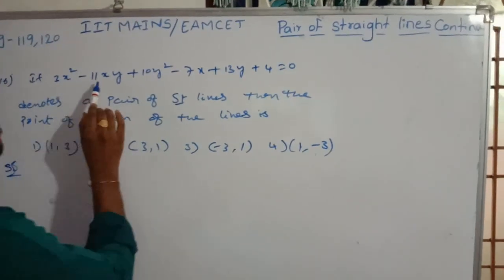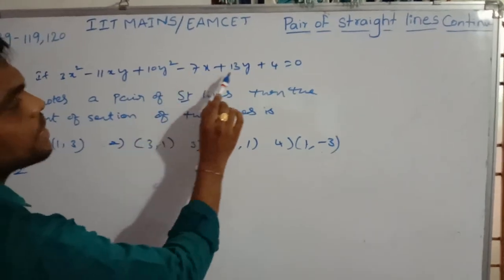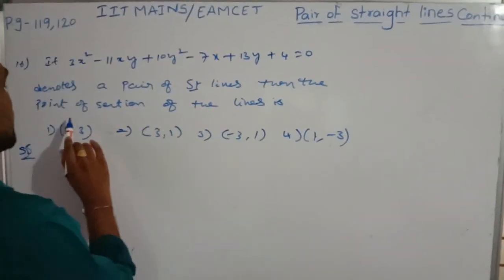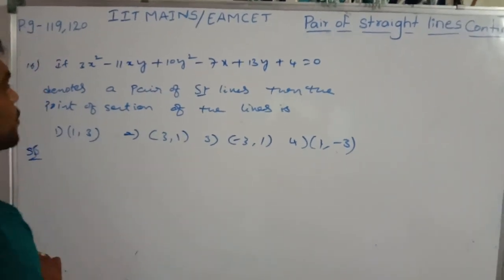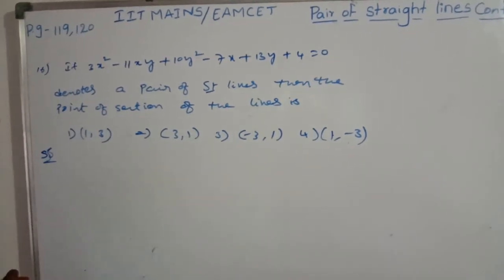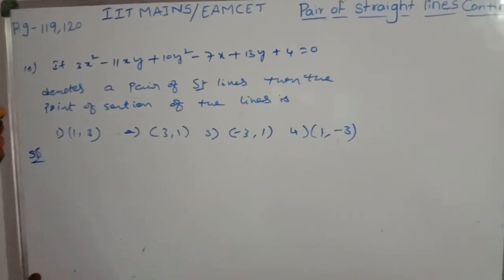If 3x square minus 11xy plus 12y square minus 7x plus 13y plus 4 is equal to 0 denotes the pair of straight lines, then the point of intersection of these lines. Now the point of intersection is hf minus bg by ab minus h square, and this is x coordinate, and gh minus af by ab minus h square.